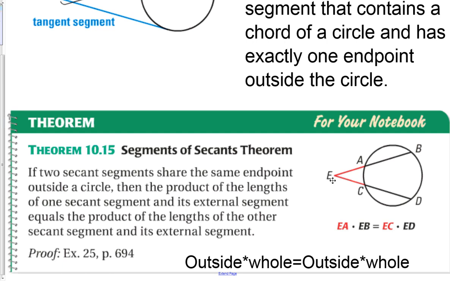In this case, we've got EB, which is a secant, and ED is a secant. The formula is going to be EA times EB. Okay, so look at that again. EA, outside, times EB, the whole. So outside times whole equals outside EC times the whole, ED. So outside times whole equals outside times whole is our secant rule. Okay.